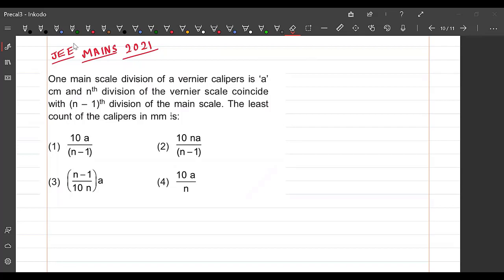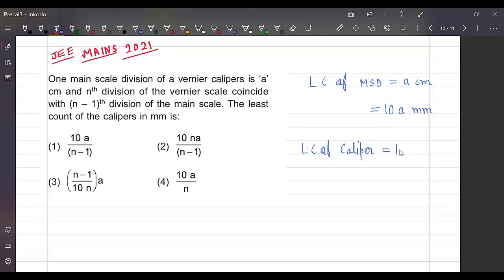In that case, the main scale division can be written as A centimeter. That would be 10A millimeter. And if you want to know the least count of the caliper, the least count of vernier caliper would be just 10A millimeter divided by the number of divisions that were coinciding. So that would be n. So here the fourth option would be correct.